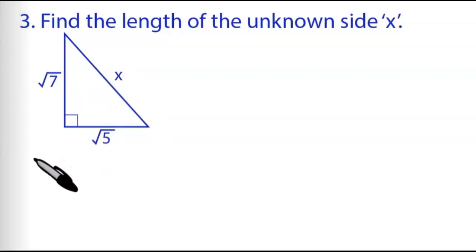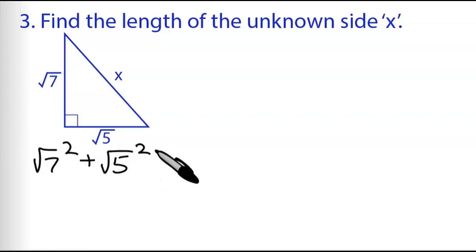and we have the square root of 7 squared plus the square root of 5 squared equals x squared. All right, so we just need to do the squaring of these known values over here. And it's a lot easier than it looks. You know, we have the square root of 7 squared, and that's just going to be 7.